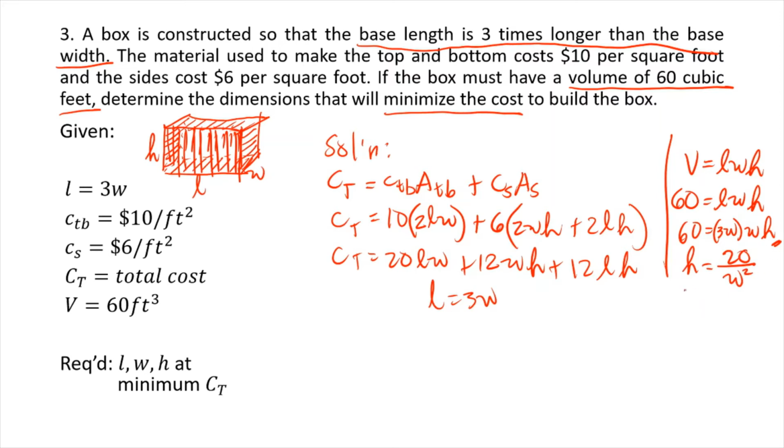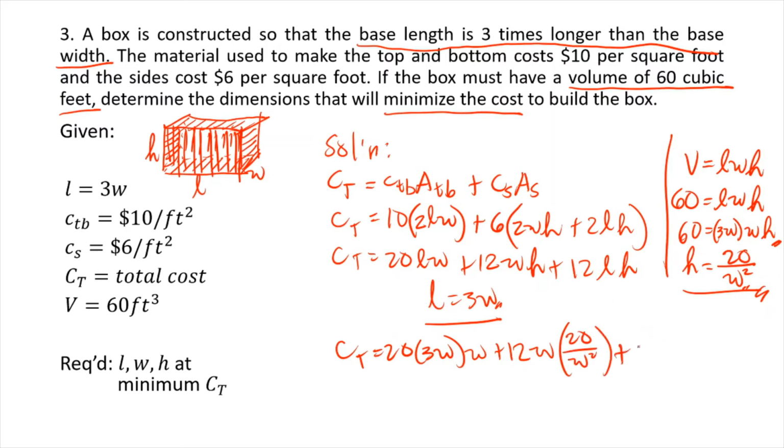Plug in these equivalent expressions for H and L to the primary equation, which is the equation for the total cost, so that it will be reduced in terms of a single independent variable, in this case W. All right, so we have the total cost equal to 20 times L, where L is 3W times W, plus 12 times W times H, where H is 20 over W squared, plus 12 times L, again L is 3W, and then H is 20 over W squared, right?